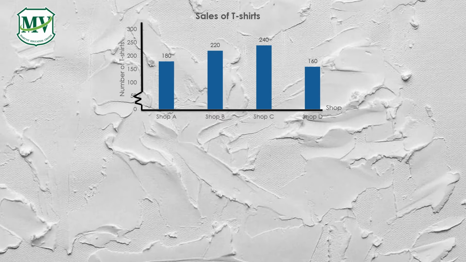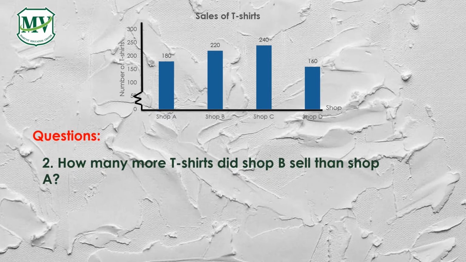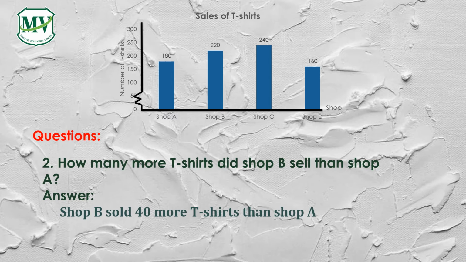Let's try to answer these questions. Number 1. Which shop sold the most number of t-shirts over the weekend? How many did it sell? The answer is Shop C. It sold 240 t-shirts. Number 2. How many more t-shirts did Shop B sell than Shop A? The answer is Shop B sold 40 more t-shirts than Shop A.